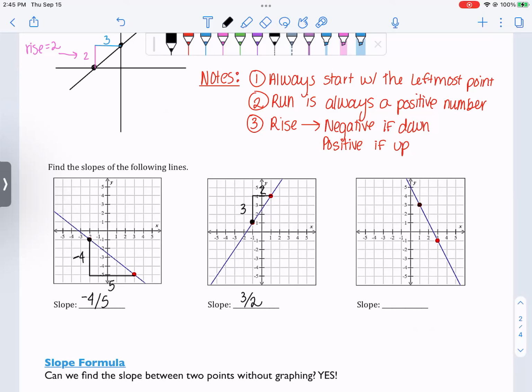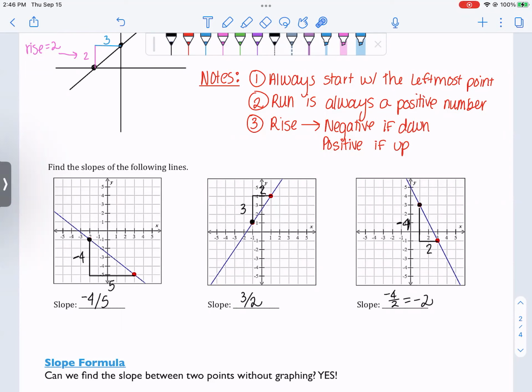In this last example, starting with the left point, we need to go down 4 units. So -4 for our rise, and to the right 2. So -4 divided by 2, that simplifies to -2. So the slope of this line is -2. So that's one way to find slope if you have the line already graphed.